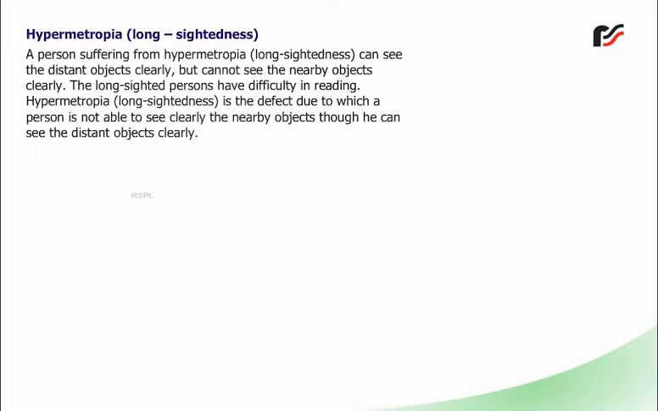Hypermetropia, long-sightedness. A person suffering from hypermetropia, long-sightedness, can see the distant objects clearly but cannot see the nearby objects clearly. The long-sighted persons have difficulty in reading. Hypermetropia, long-sightedness, is the defect due to which a person is not able to see clearly the nearby objects, though he can see the distant objects clearly.